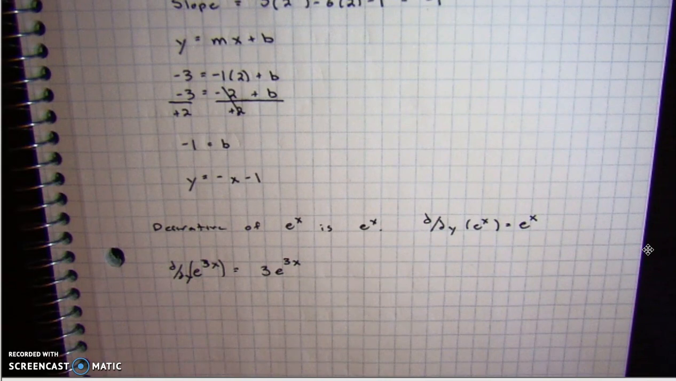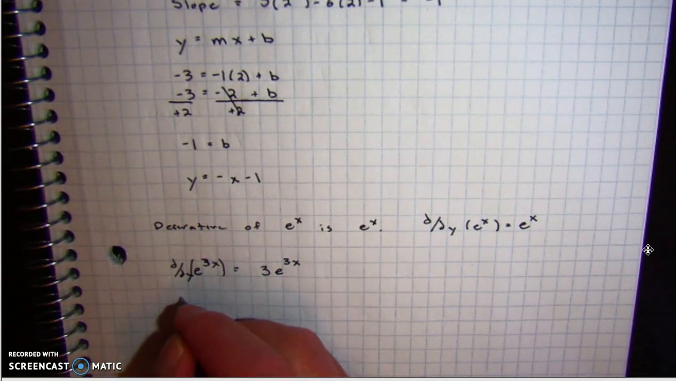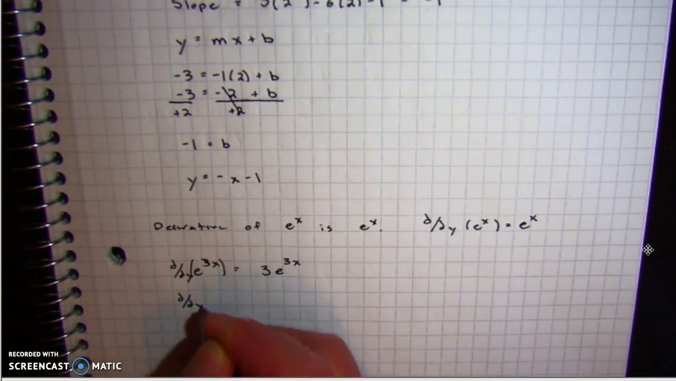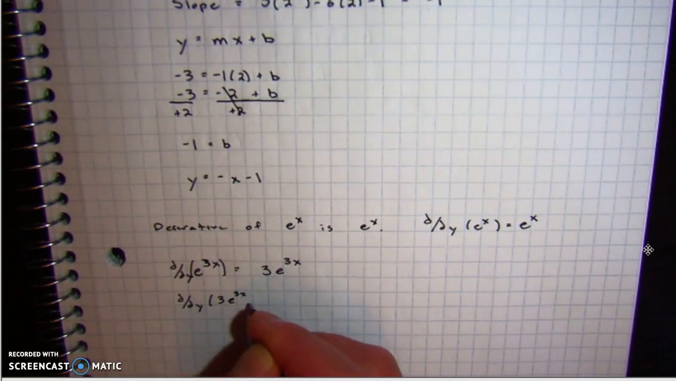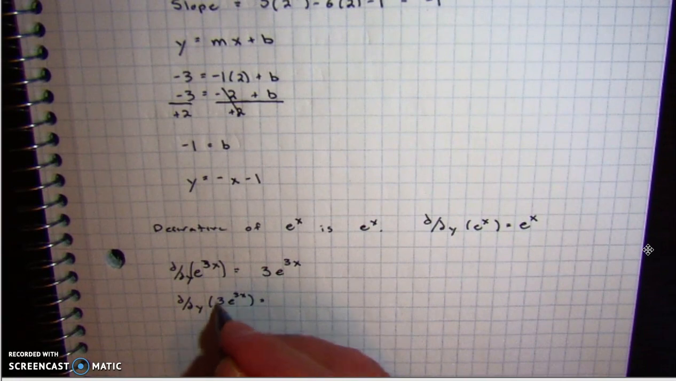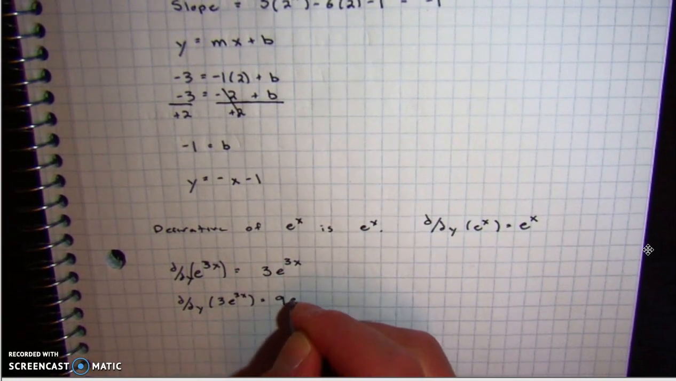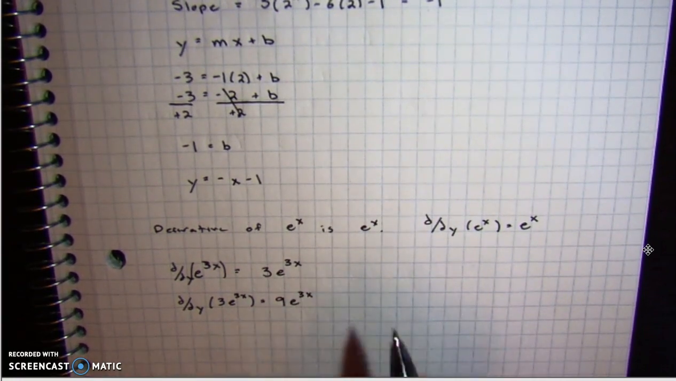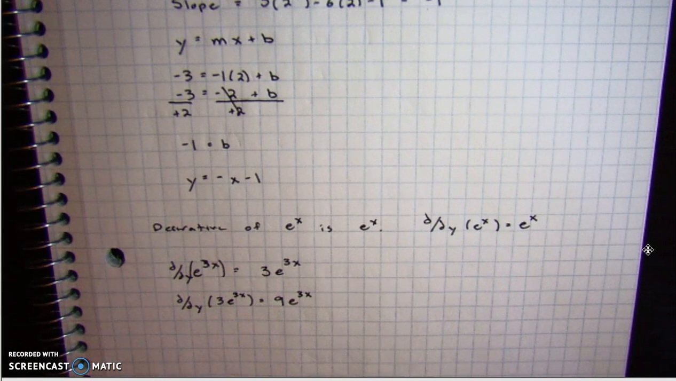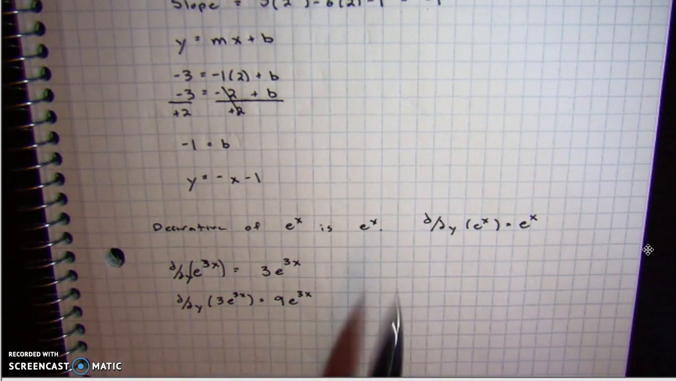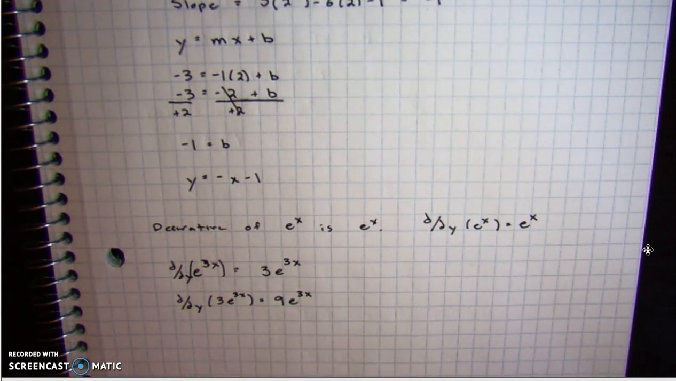And then let's say you wanted to take the second derivative. So you'd take the derivative of 3e to the 3x. Well, 3 times that's just going to give you 9e to the 3x. And if you want to take the third derivative, that gives you 27e to the 3x, and so on and so forth. So e to the x is a pretty unique thing when you're taking derivatives in calculus.